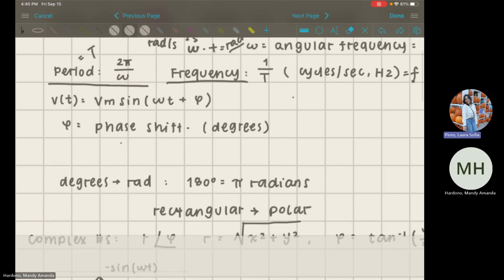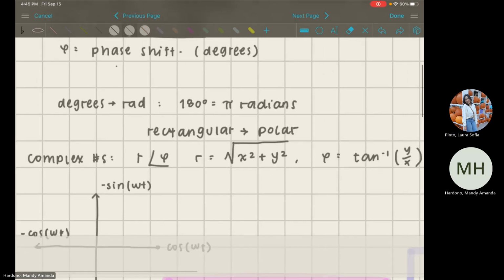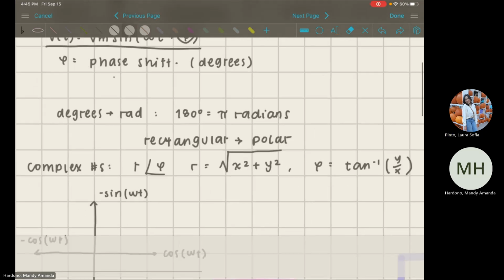But then we have another signal with a phase shift, which is this symbol, and it's going to be in degrees or radians, usually degrees. What's important in a lot of these applications is converting from degrees to radians or radians to degrees. You just have to know that 180 degrees is pi radians.